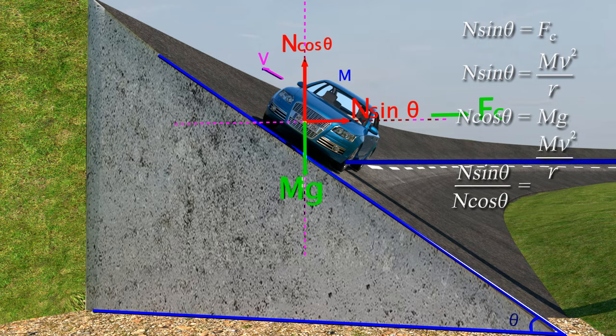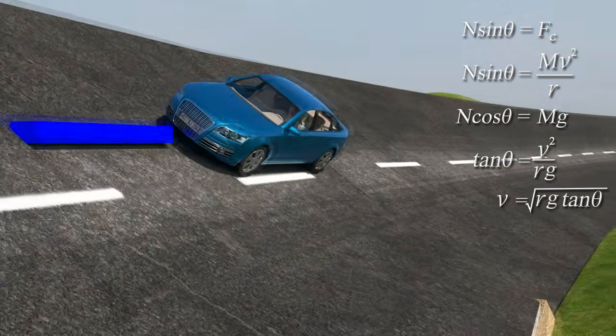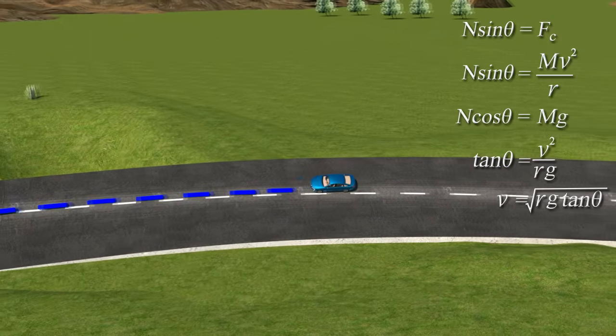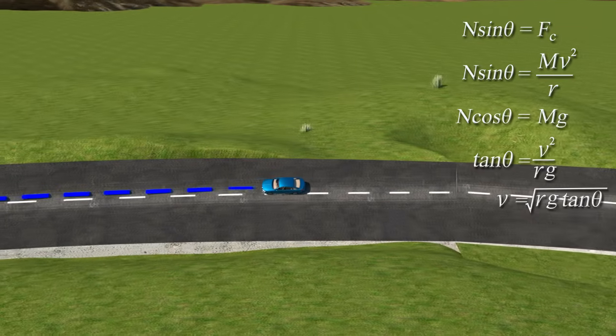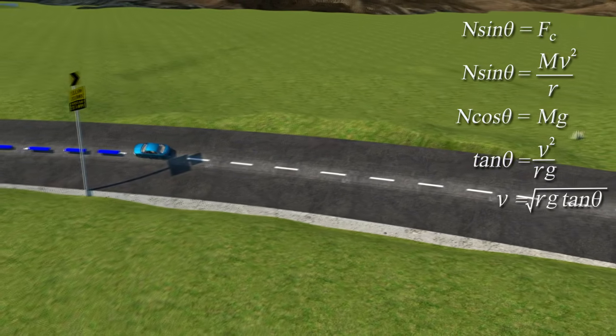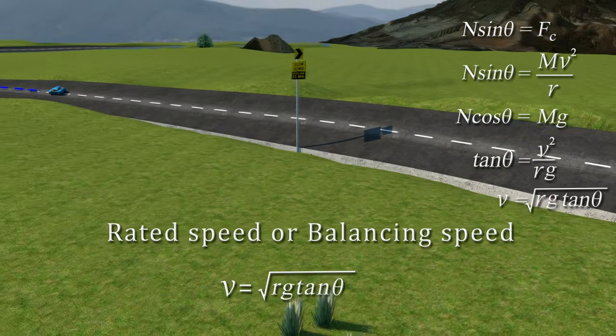From these equations, we arrive at tan theta equals v squared by rg. Thus, v is equal to root over rg tan theta. This equation gives the speed which, in the absence of friction, for a given angle of inclination and radius of curvature, would ensure that the vehicle remains in its designated path. This is known as the rated speed or balancing speed of a turn.